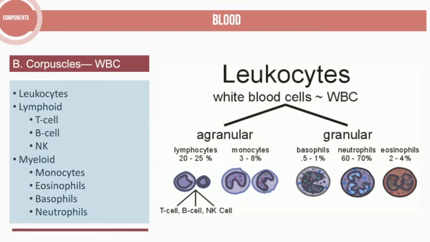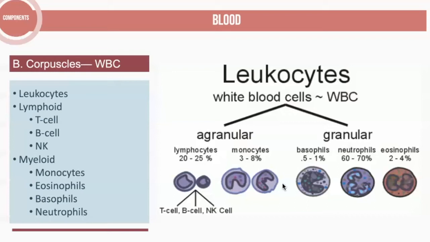Now, if we try to group them based on the presence of granules in the cells, you can group them into agranular or granular. For agranular leukocytes, you have the lymphocytes, those that came from the lymphoid progenitor cell, and the monocyte. For the granular leukocytes, you have the basophils, neutrophils, and eosinophils. In general, your leukocytes function for immunity. Specifically, of course, each type of leukocyte would have their specialty.